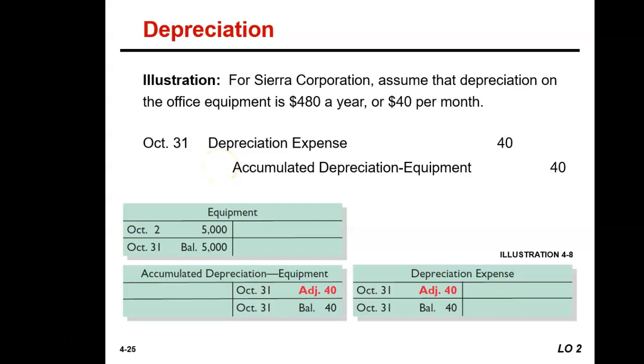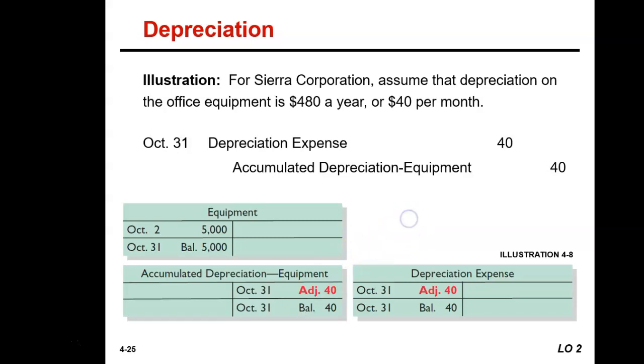We are ready to make some additional types of adjusting entries. We left off on depreciation. So once again, the equipment we're going to depreciate at $480 a year or $40 per month. So we're now making the required adjustment at the end of the month of October by debiting the expense account, crediting the contra asset account known as accumulated depreciation. So notice that the accumulated account is going to increase by $40 each month over the next 12 months.